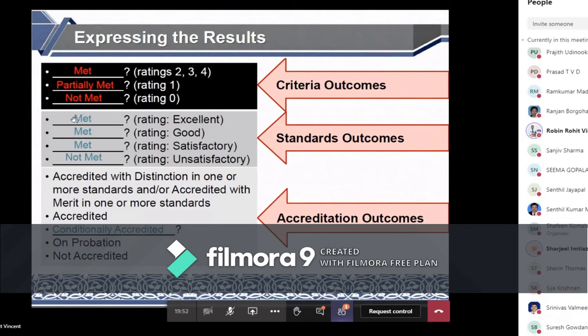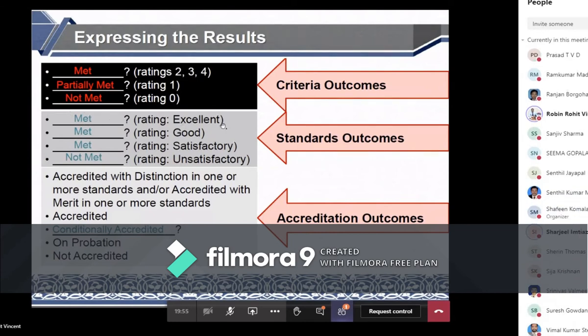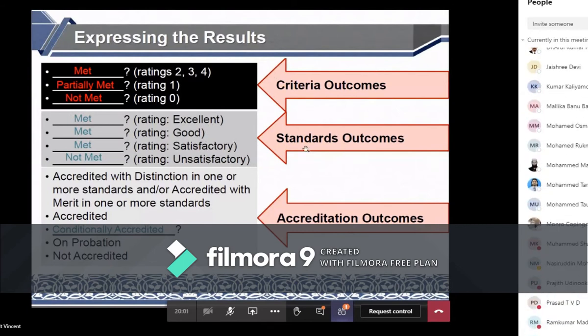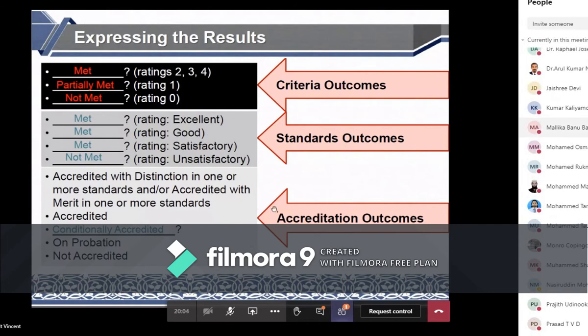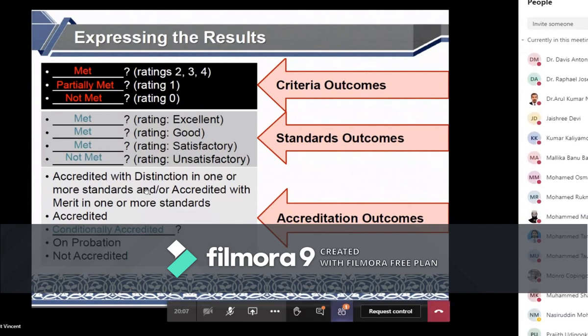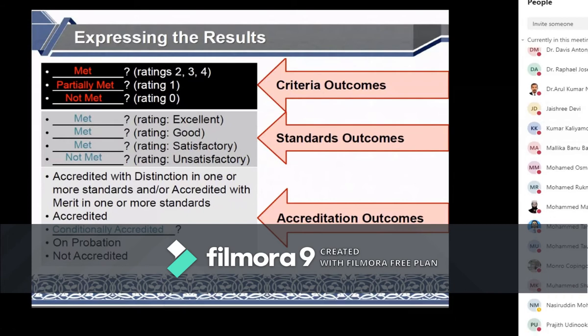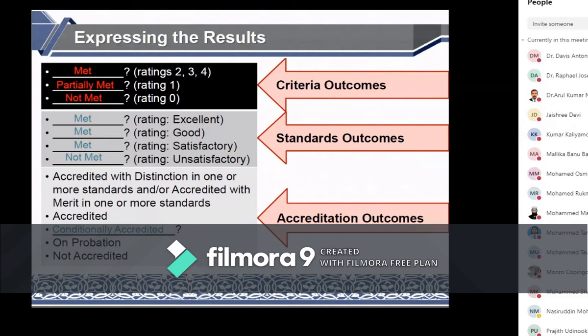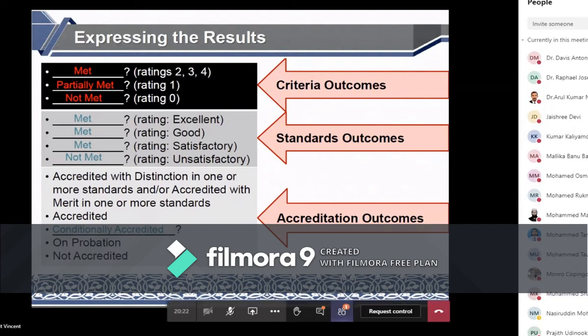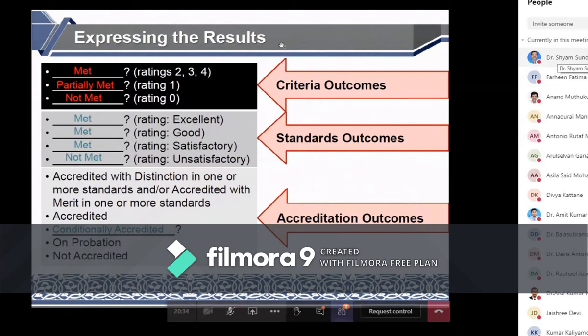When you are meeting, there is the rating of excellent, good, and satisfactory. When you are not meeting, it's unsatisfactory. And these criteria and standards lead to accreditation. So where we have 5, we can either be accredited with distinction, with 1 or more standards, or we can be accredited only, or we could be conditionally accredited, or we could be on probation, or we may not be accredited. So these are the main result-oriented things, based on criteria, based on standards, and based on accreditation. So it all boils down to criteria.